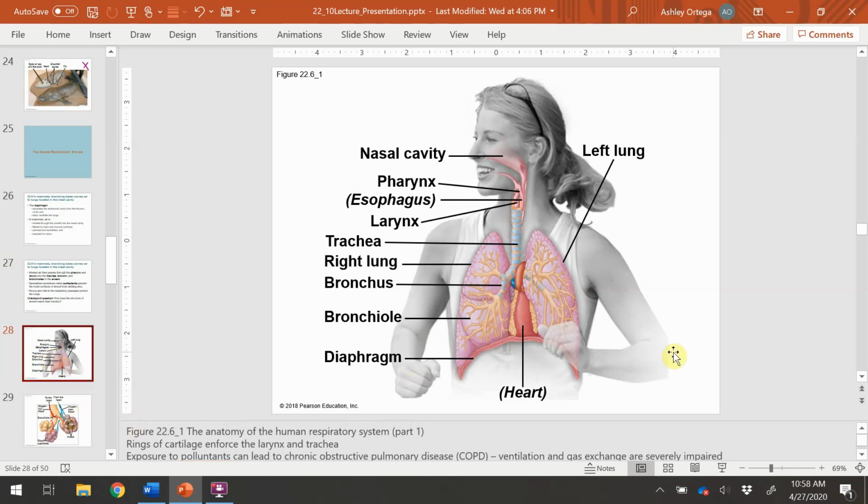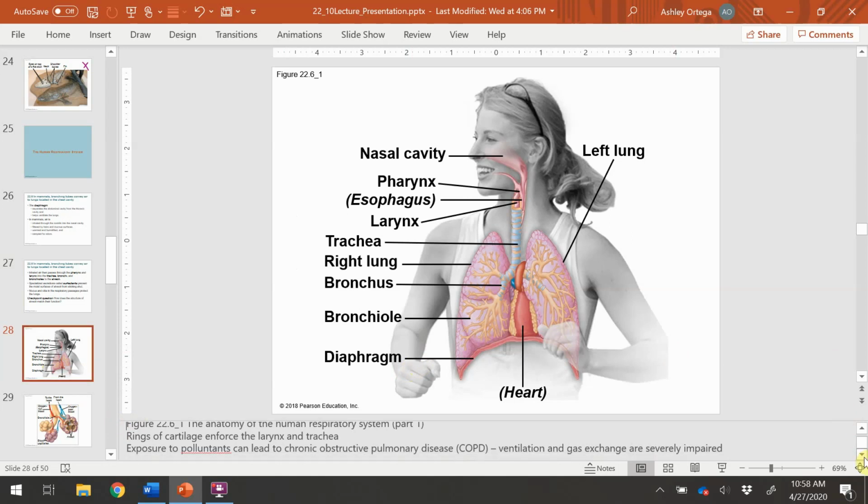So in terms of pollutants and keeping the lungs clean, exposure to pollutants can lead to many different things, one of which is the chronic obstructive pulmonary disease, or COPD for short. This is where the ventilation and gas exchange is severely impaired. And so as a result, many people have shortness of breath, difficulty breathing, and other symptoms that can be treated with medication.